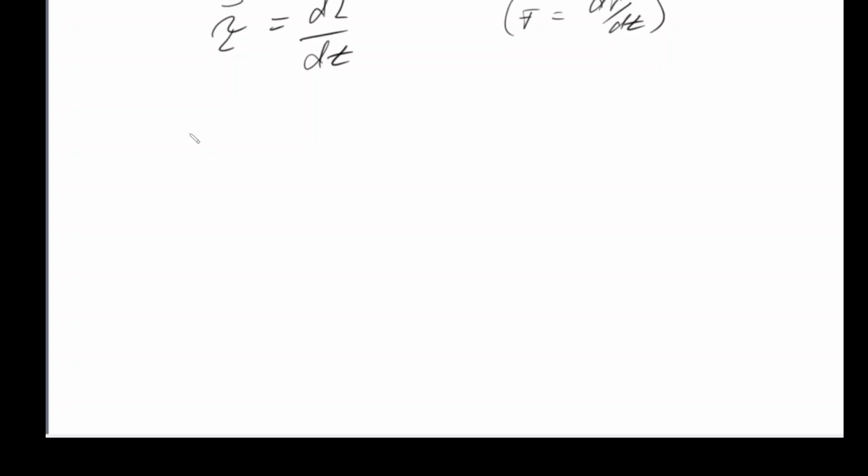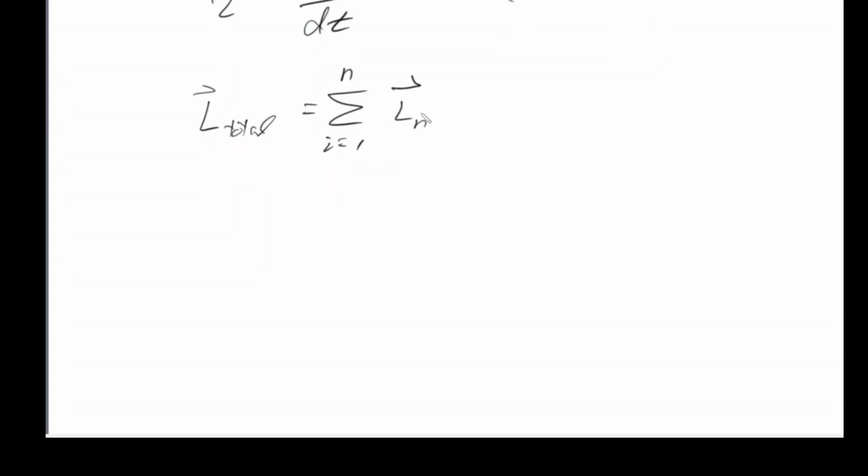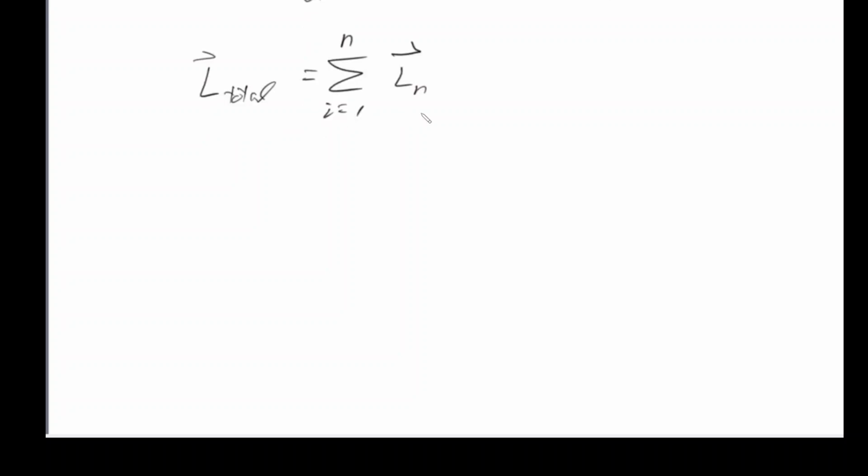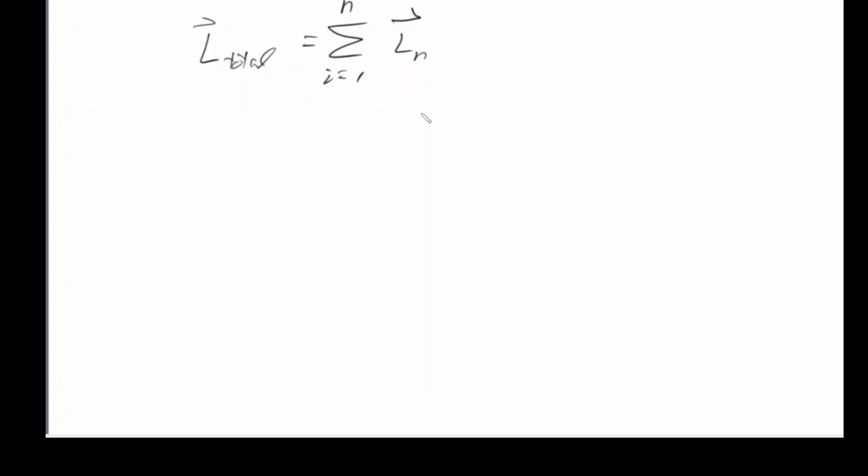If we had a system of particles, we could say that the total angular momentum of all the particles is equal to the sum from 1 to n of the angular momentum of all the particles in the system. And if you have a rigid body moving around a fixed axis, angular momentum is equal to its inertia times its angular velocity.